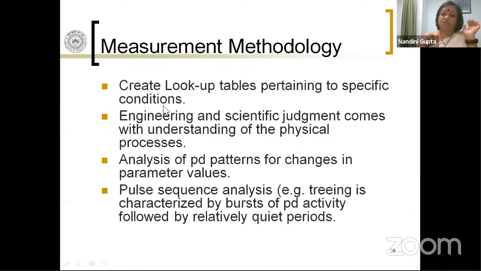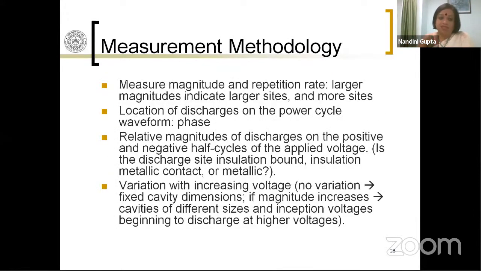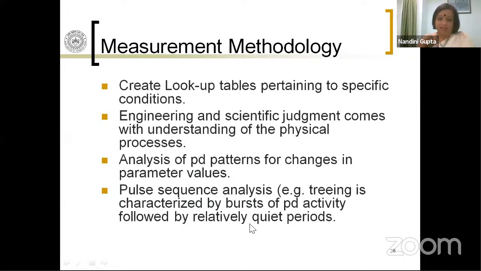happening. Ordinarily, what we would do is we'd create lookup tables pertaining to specific conditions. This is where your engineering and scientific judgment comes into play. You have to figure out what kind of PD you expect, and you have to create models of such PD, put them in the lookup table, and then you have to take the PD patterns and analyze them properly for changes in parameter values. Is this PD pattern really different from this second PD pattern, or do they just look statistically different? All these things have to be pulse sequence analysis.